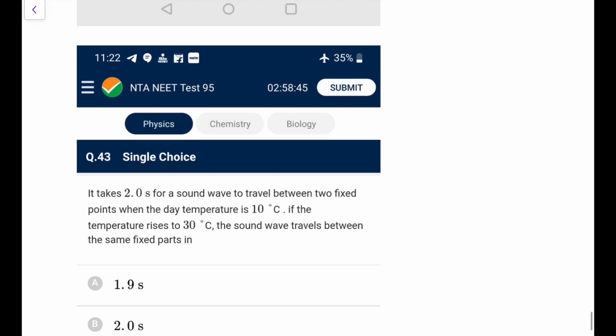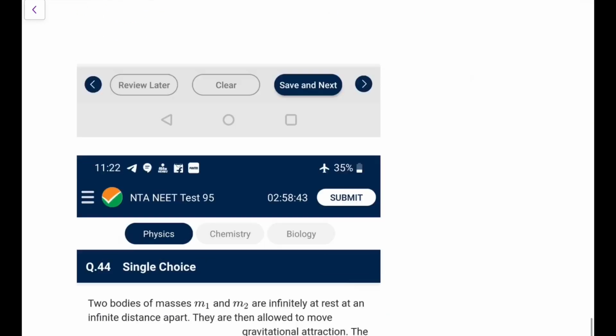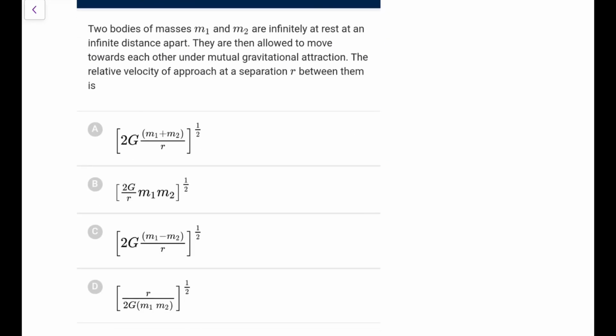Now the third last, it takes 2 seconds for a sound wave to travel between two fixed points when the temperature is 10. If the temperature rises to 30, the sound wave travels between the same fixed points, and definitely it will travel in slightly lesser time, because v is proportional to root T, so velocity will increase, so time will decrease, and it will decrease, so there is only one option I can go for, 1.9, no need to solve it.